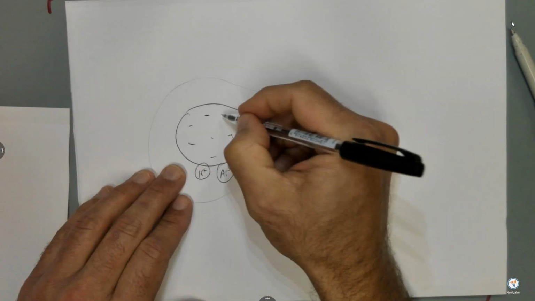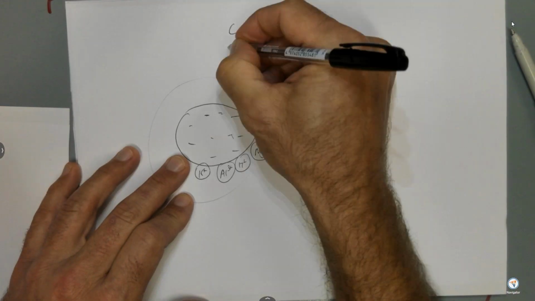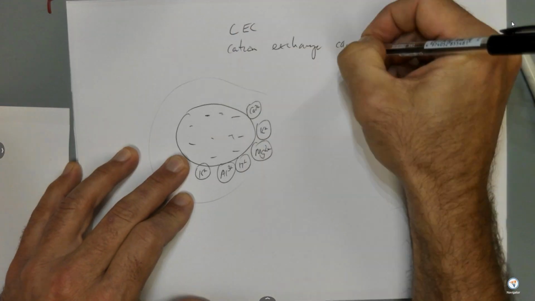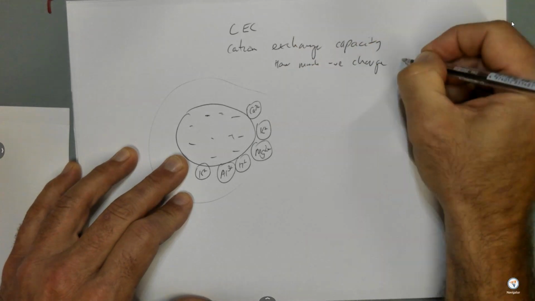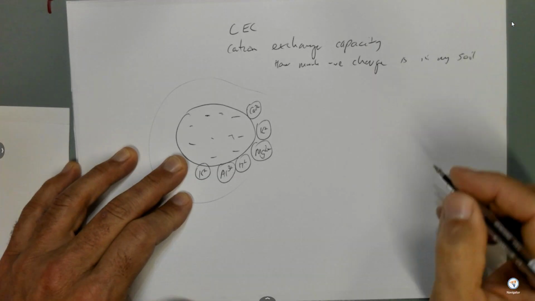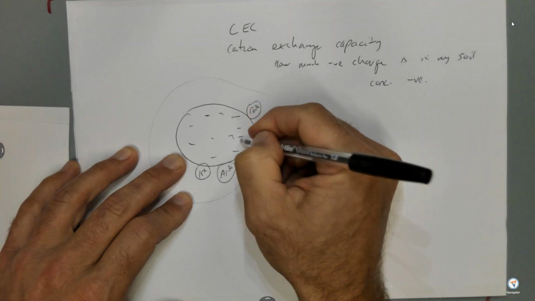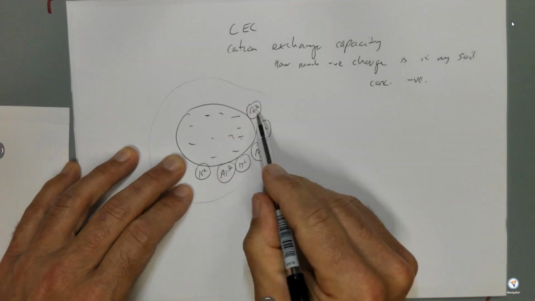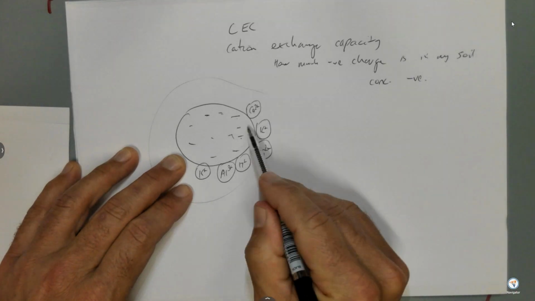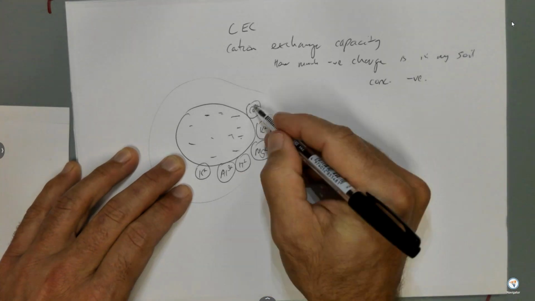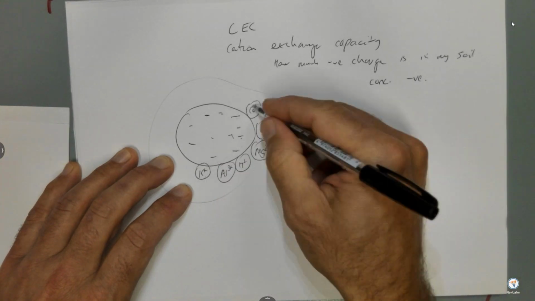If we want to know how much negative charge we have, which is what our CEC is, our cation exchange capacity, which in layman's terms is how much negative charge is in my soil, or the concentration of negative charge. We can't physically count these negative charges, but we know that for every negative charge, there's a charge from a cation being satisfied. So we need to get all of these things off this clay and out into solution, and then we can measure the concentration of those in solution.